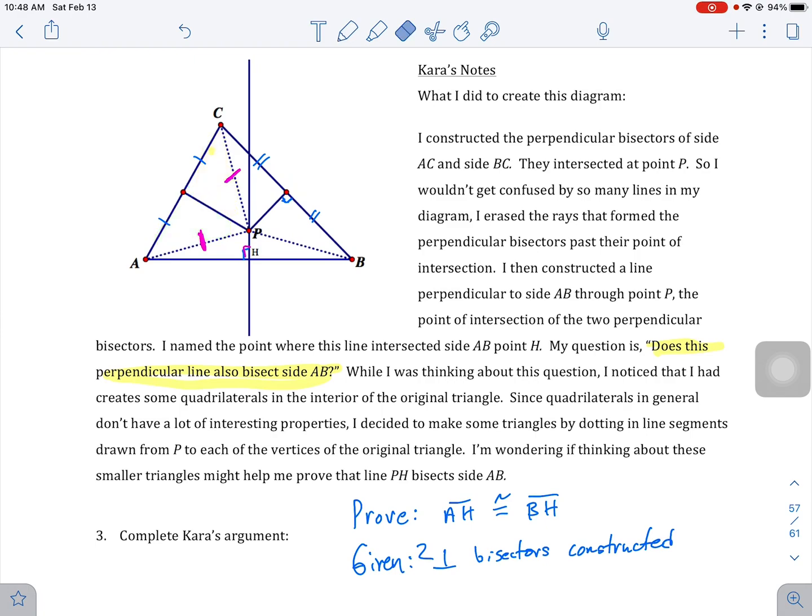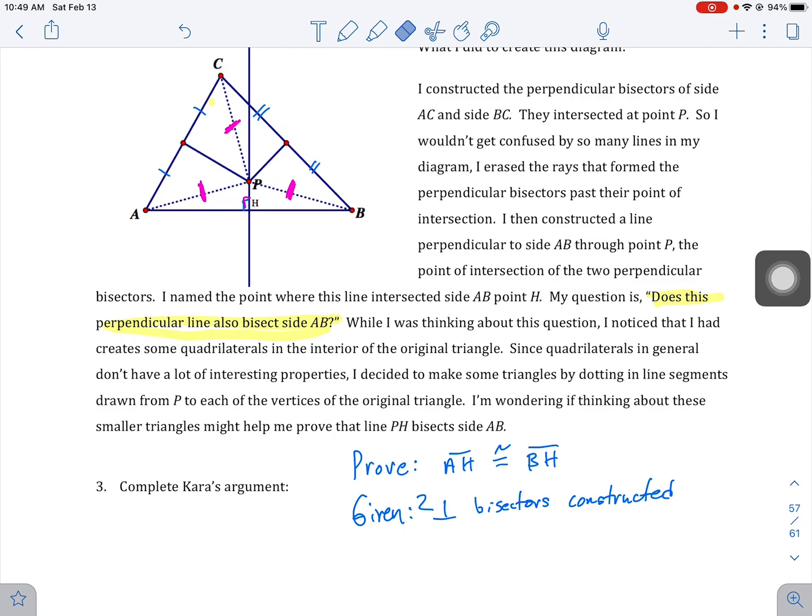And then I'm going to try and do the same thing with two other triangles. I'm going to say this triangle and this triangle must be congruent. Again, it's side angle side. So that means that corresponding parts, the hypotenuse, must be congruent also. So now we got that, which is nice. Now, the question again is, are AH and BH congruent? Is it really a bisector?